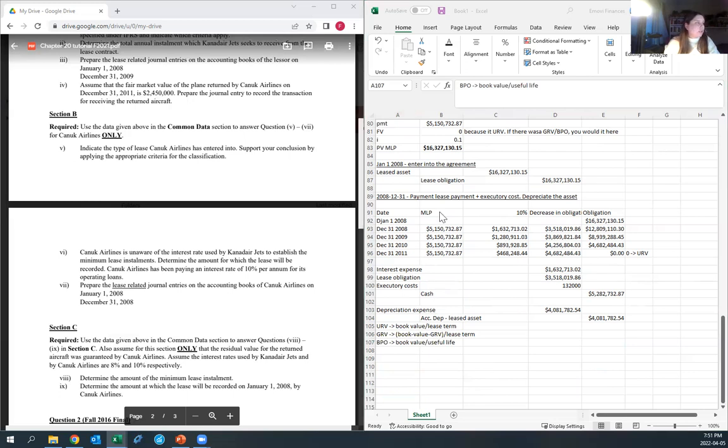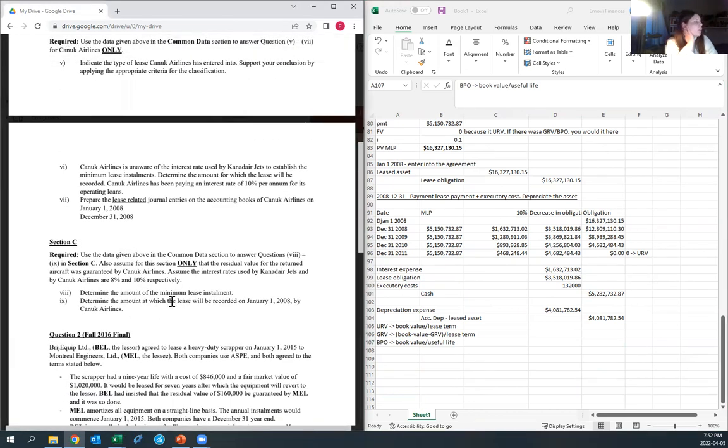Yeah, so we did all the journal entries for the lessee. Then they're asking us, using the data given above, assume for this section only that the residual value for the return aircraft was guaranteed by Canuck Airlines. Assume that the interest rates used by Canadair Jets and by Canuck Airlines are 8% and 10% respectively. So first, we're going to find out what is going to be now the MLP and the amount at which the lease will be recorded on January 1st, 2008 by Canuck Airlines.